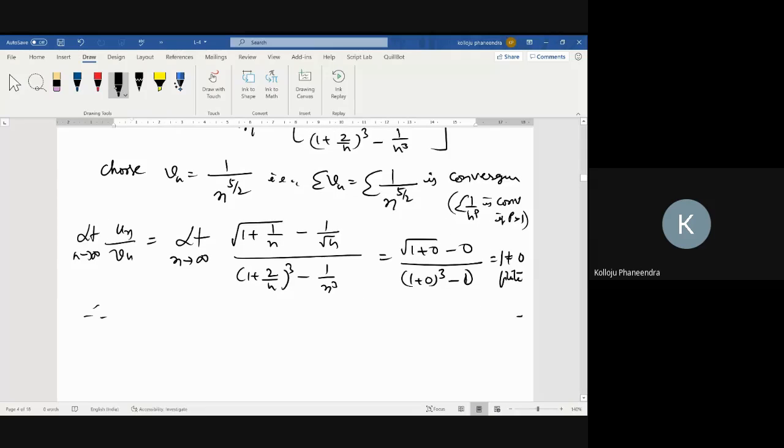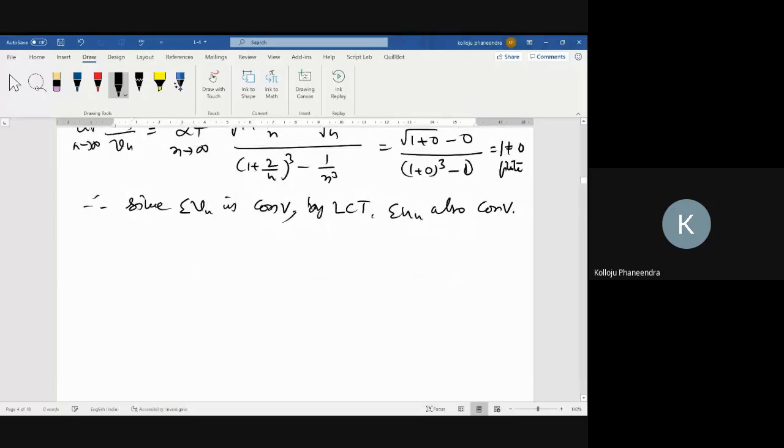Therefore, you write like this. Since sigma vn is convergent, by using limit comparison test, sigma un also convergent, because both converge together or diverge together according to limit comparison test condition 1. Now another problem.